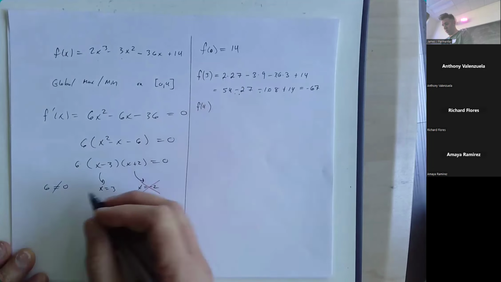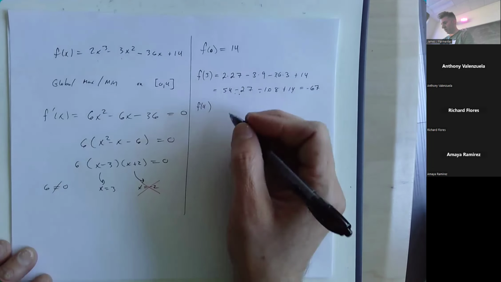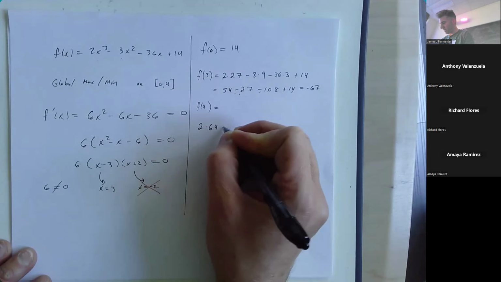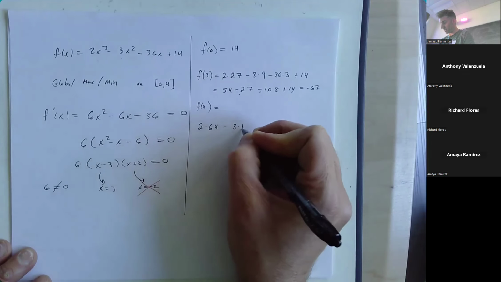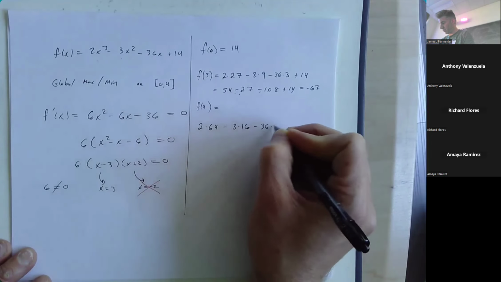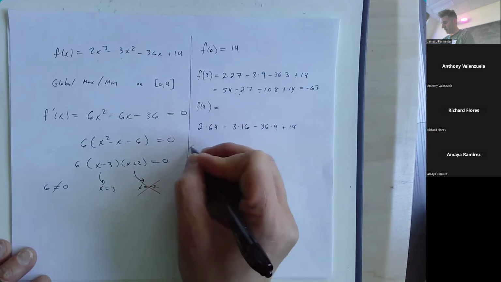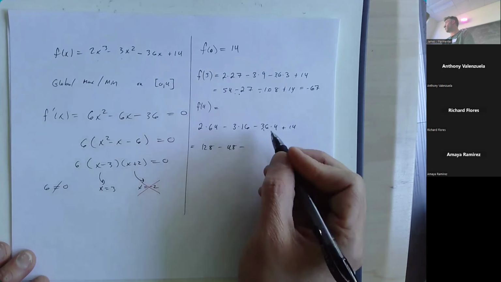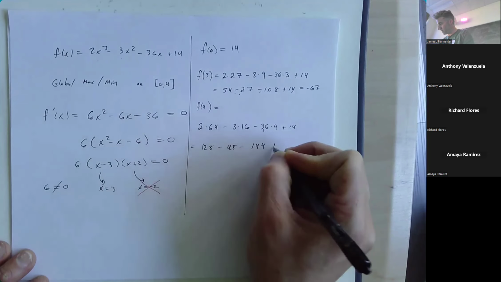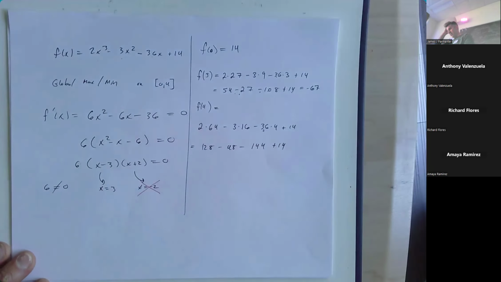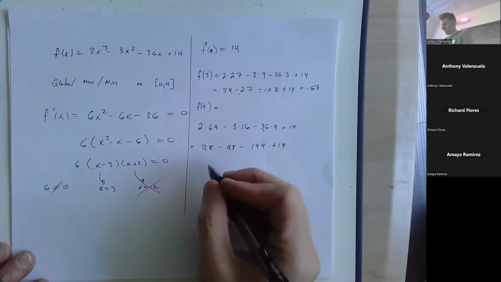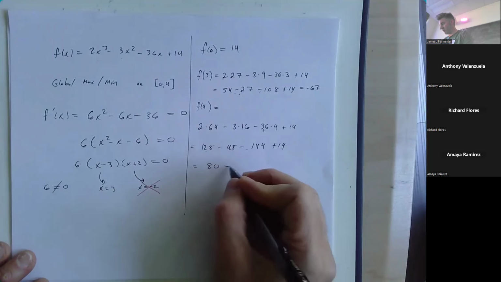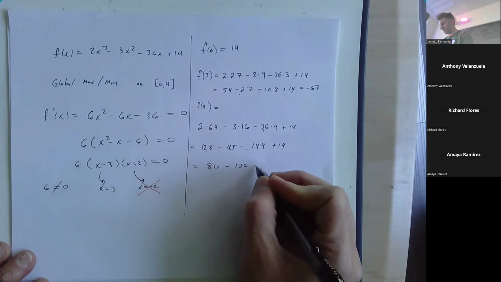And then finally, f of 4 is also gross. 2 times 4 cubed is 2 times 64, minus 3 times 4 squared is 16, minus 36 times 4 plus 14. So you've got 128 minus 48 minus 144 plus 14. Here's what I would notice. 128 minus 48 is 80. Negative 144 plus 14 is negative 130. And 80 minus 130 is negative 50.